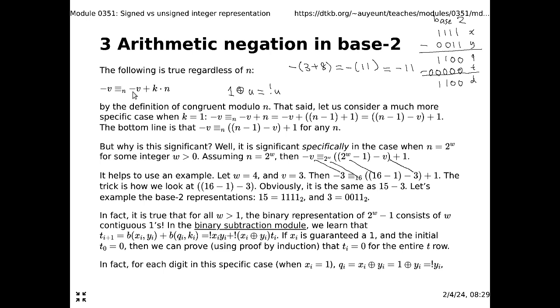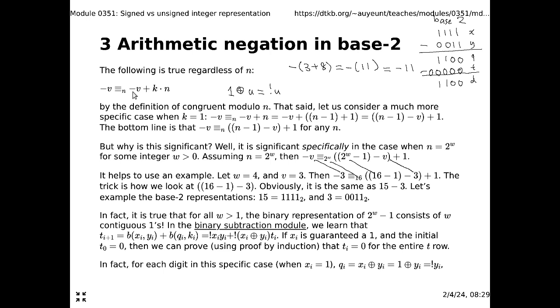Associative law is one, and then the other one is commutative. Very good. Okay, excellent. So the bottom line is now I can rewrite the negation of V to be congruent modulo N with N minus one, the whole thing, minus V plus one. Are we good with that math?